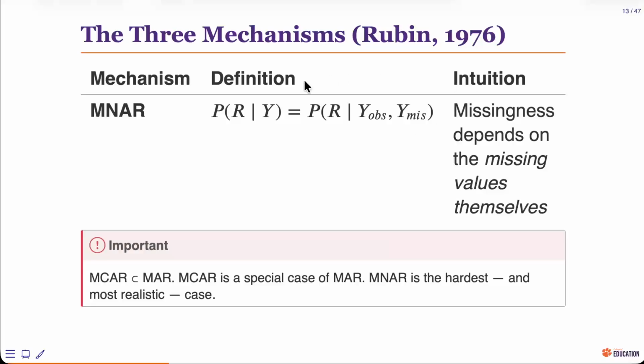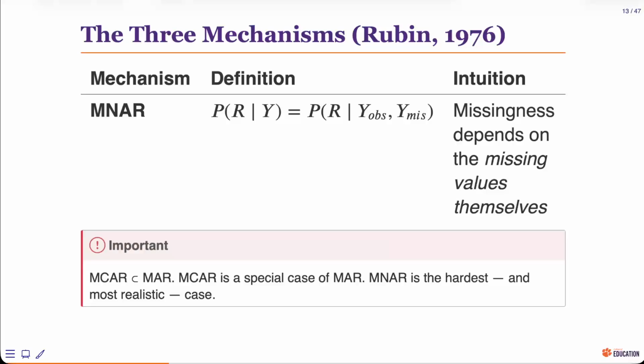The third mechanism is missing not at random. This is where the missing data depends not only on data you've collected, but potentially data you never collected in the first place, including the missing values themselves. So if a person doesn't want to respond because the value itself may be not something they want to disclose, maybe some sensitive information, you're in this situation. And unfortunately, missing not at random is a very difficult case to deal with.